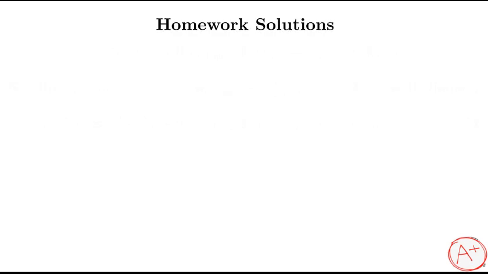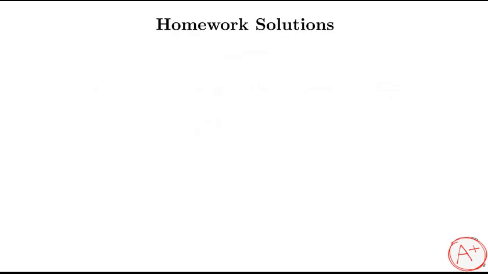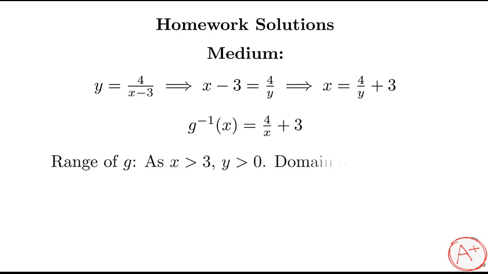Let's look at the solutions. For the easy question, a simple linear rearrangement gives us x plus 2, all divided by 5. For the medium question, we swap the positions of y and the denominator. Since the original function has a vertical asymptote at x equals 3 and is always positive for x greater than 3, its range is y is greater than 0. Therefore, the domain of the inverse is x is greater than 0.